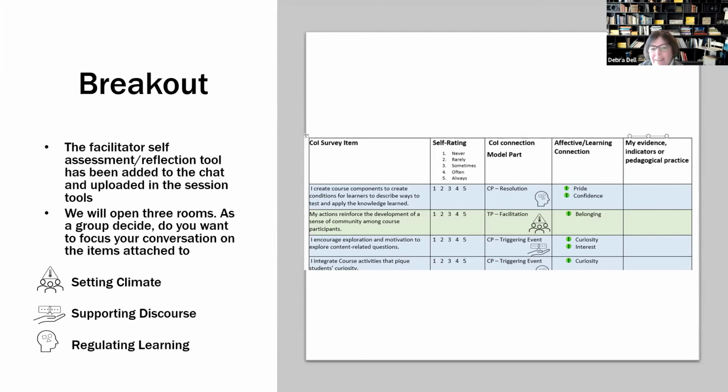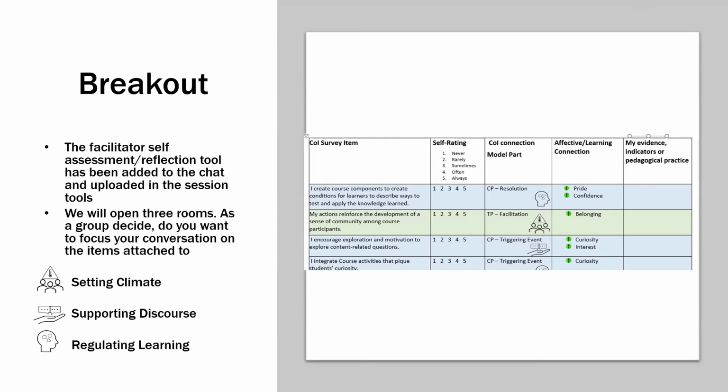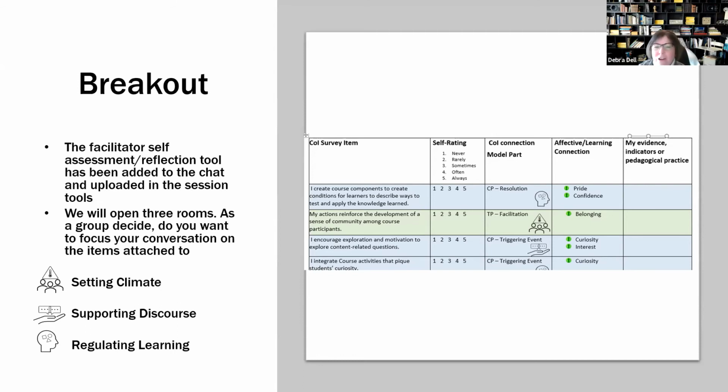That's awesome. Yeah, and that fits with setting the caring climate, but it also supports regulating learning, right? Because you've made the space. Mm-hmm. You've allowed the place for it to happen. So again, good example. And again, you can see why the overlaps are so important.